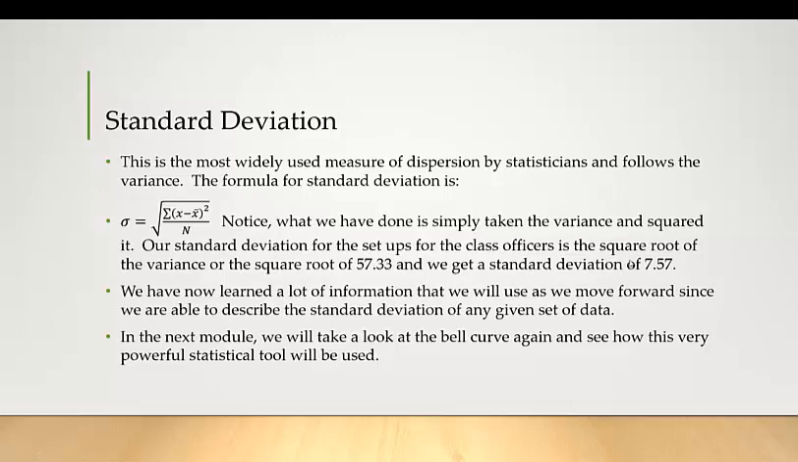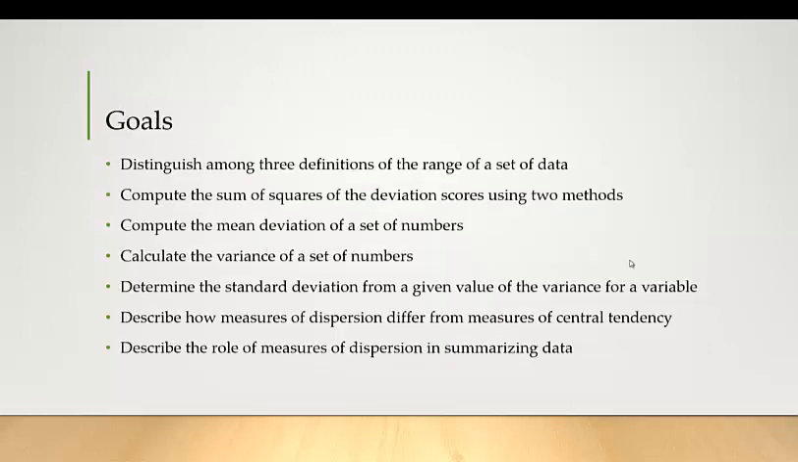Okay? So that is measures of dispersion. Let's look real quickly at what our goals were for this short lesson. Our goals were to distinguish among the three definitions of the range for a set of data. And we said that we're going to use the first one as our preferred method, simply stating the range of x is, and give our lowest to highest. Compute the sum of squares of the deviation using two methods. I said we're just going to use one.